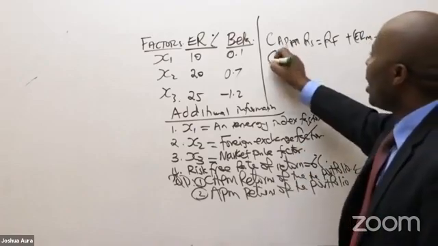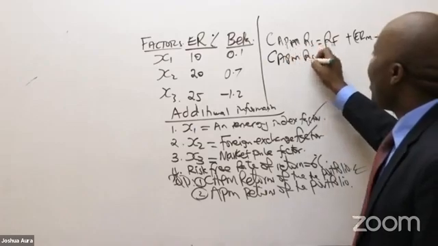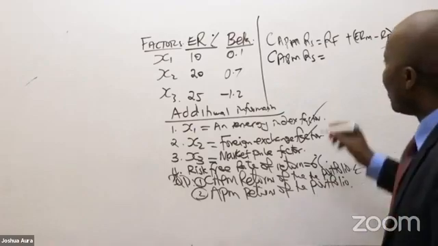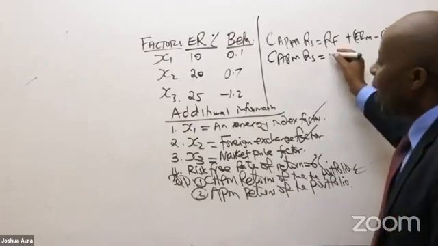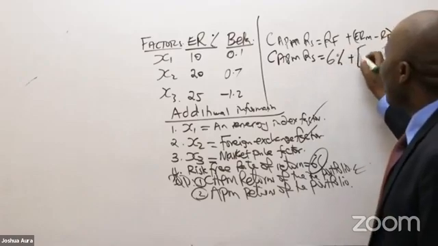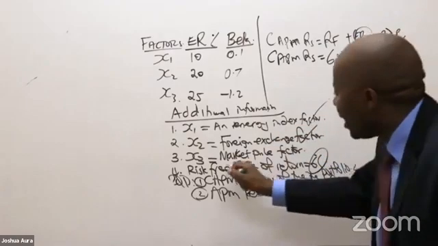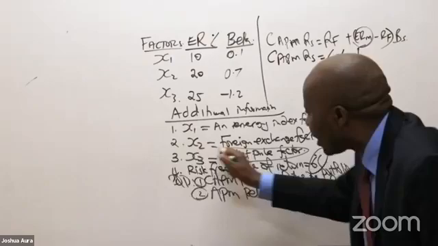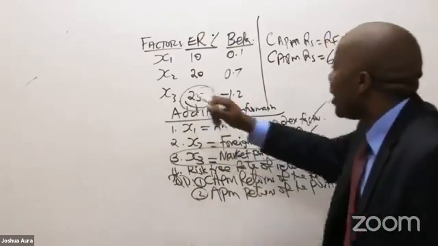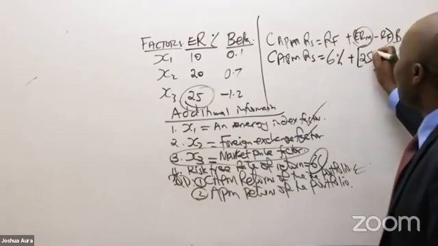So come here and give us the CAPM returns. CAPM returns here will be equal to, ladies and gentlemen, our risk-free rate. Our risk-free rate has been defined here as 6%. Plus, our market-based factor is X3. So X3 returns are the ones that I'll pick as my market returns factor.